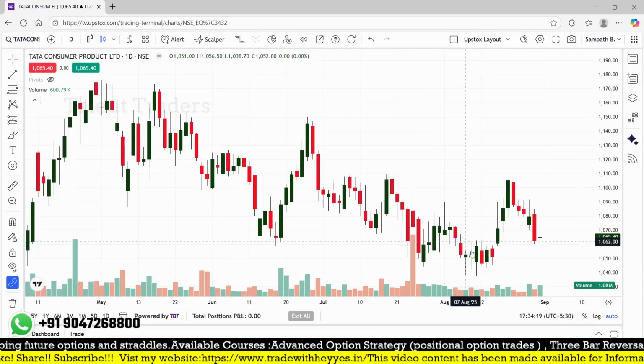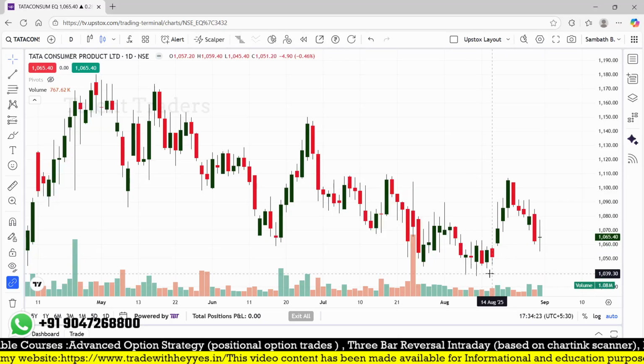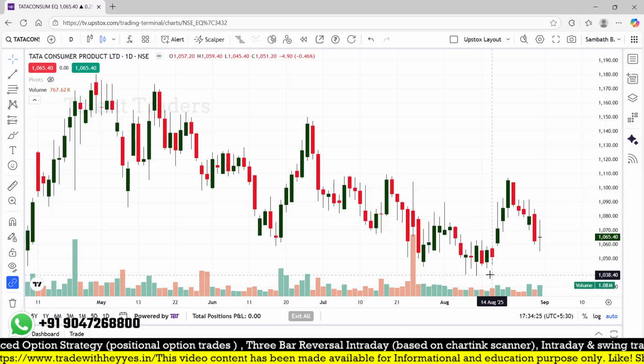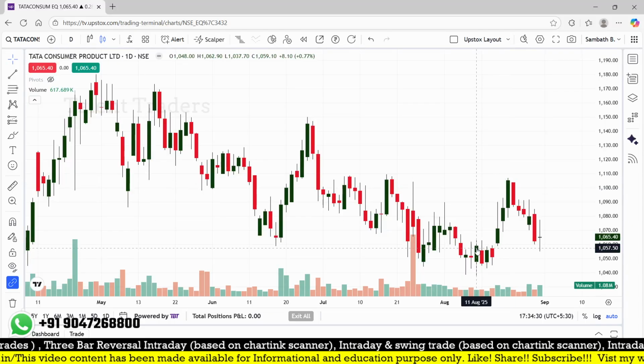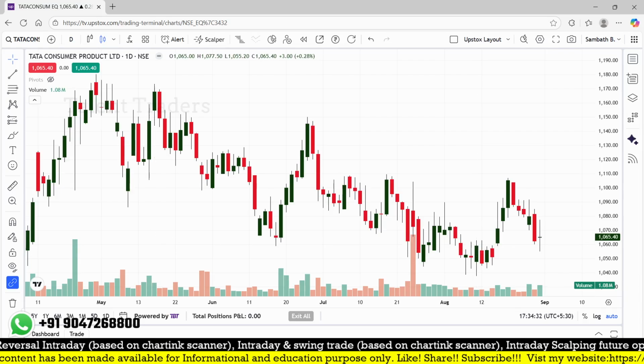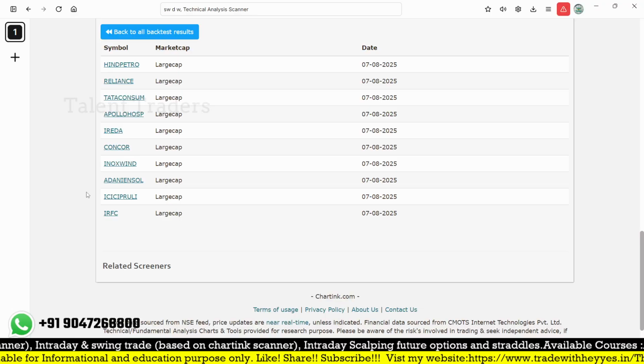So this works based on the conditions. Here is Tata Consumer on 7/8, and it breaks out the next day, and the low below this exactly meets, and after that it was moving to 1100 from the level of 1057. So many stocks came, so you may also backtest. These are all the list of stocks. I don't want to make this video bigger.